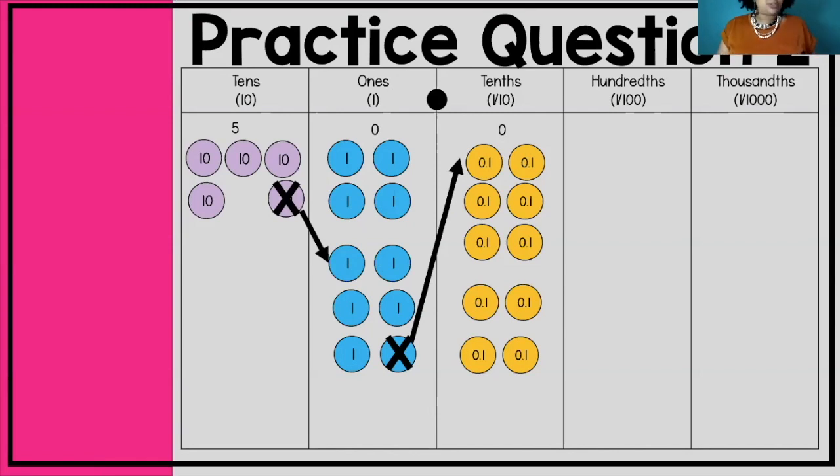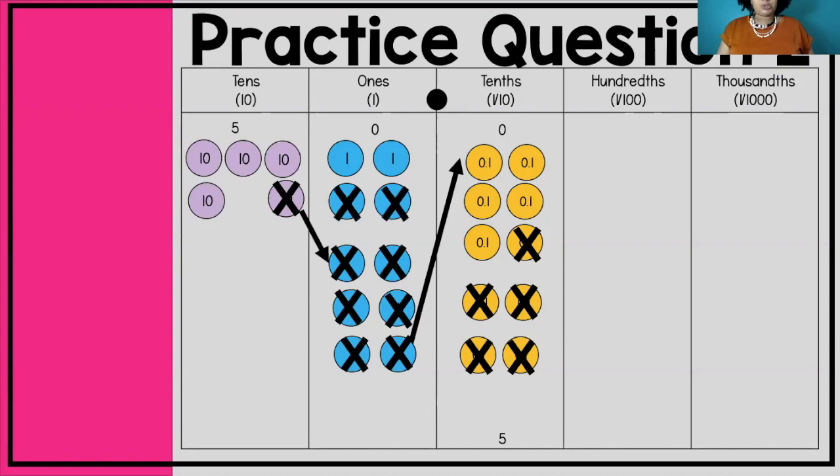Let's subtract. 1, 2, 3, 4, 5. And what do I notice? I notice that I have 5 tenths left over. Now let's move over to the ones place where I need to subtract 7. Let's see if I have 7 that I can subtract. 1, 2, 3, 4, 5, 6, 7. I do, and I have 2 place value discs that are remaining.